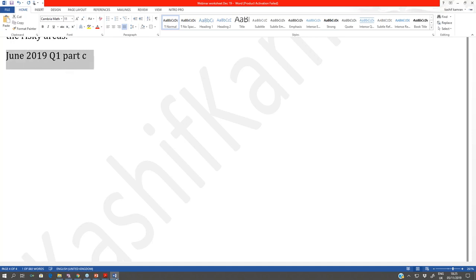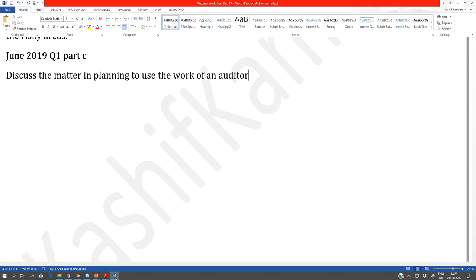And this June 19, question number 1, part C is asking us to discuss the matters in planning to use the work of an auditor's expert. So I hope everyone knows the answer for this. Whenever the auditor relies on the work of an expert, whether it is an auditor's expert or a management expert, there are typical matters, right, which you need to focus on. So discuss the matters in planning to use the work of an auditor's expert.